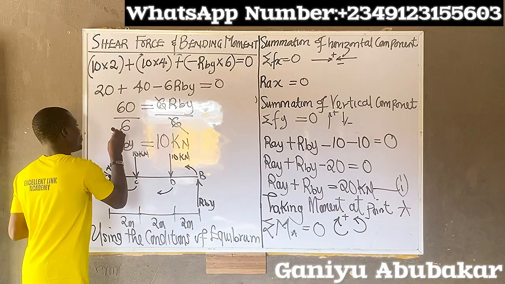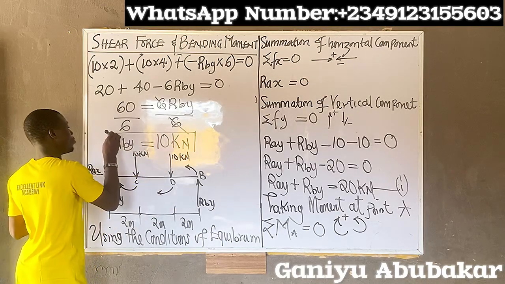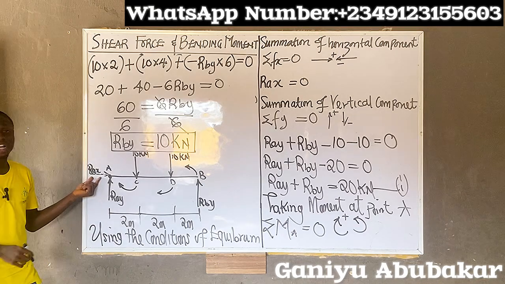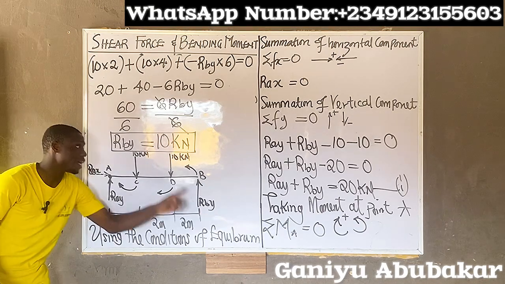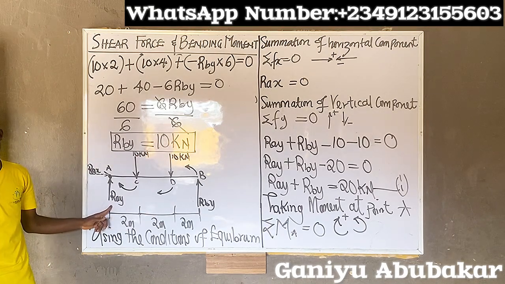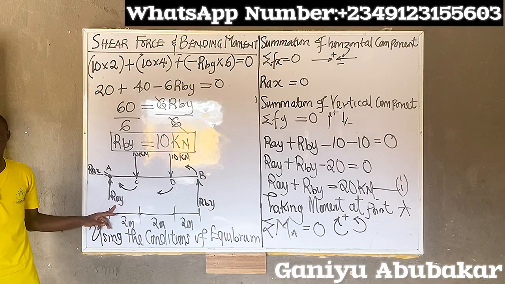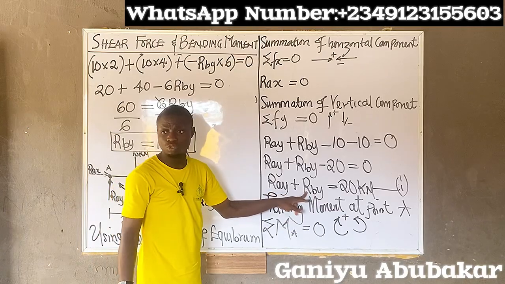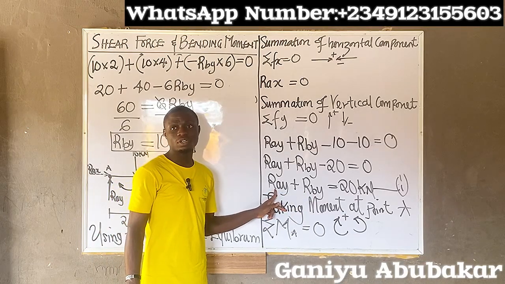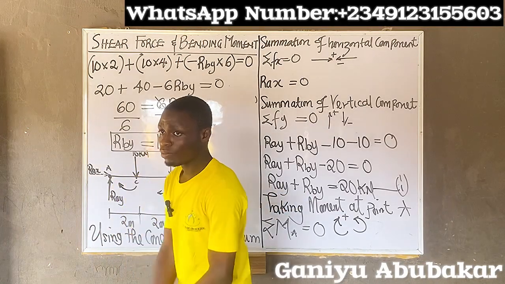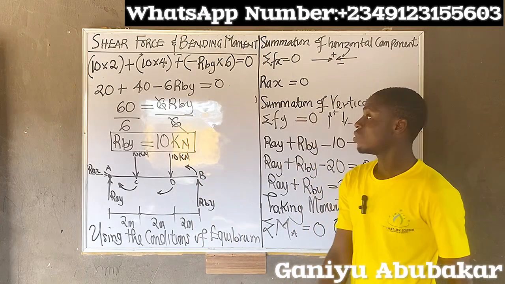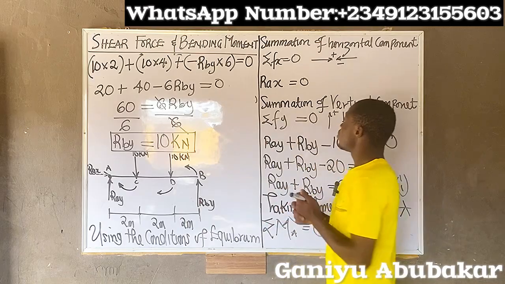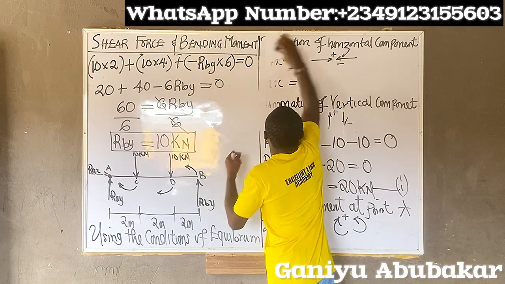So we have successfully gotten the value of RBY. We have gotten RAX as 0, RBY as 10. Let's get RAY. How? Put RBY into equation 1 to get RAY. So copy down and let's proceed. I'll just recall equation 1.